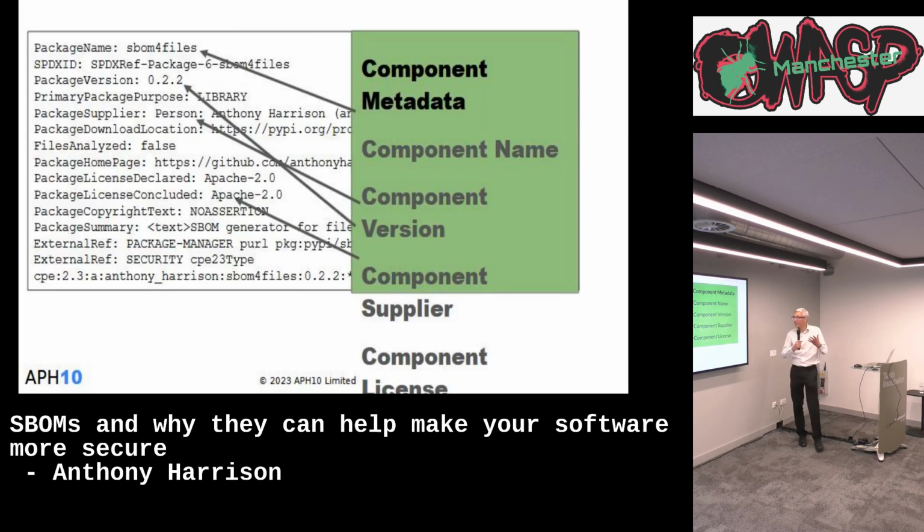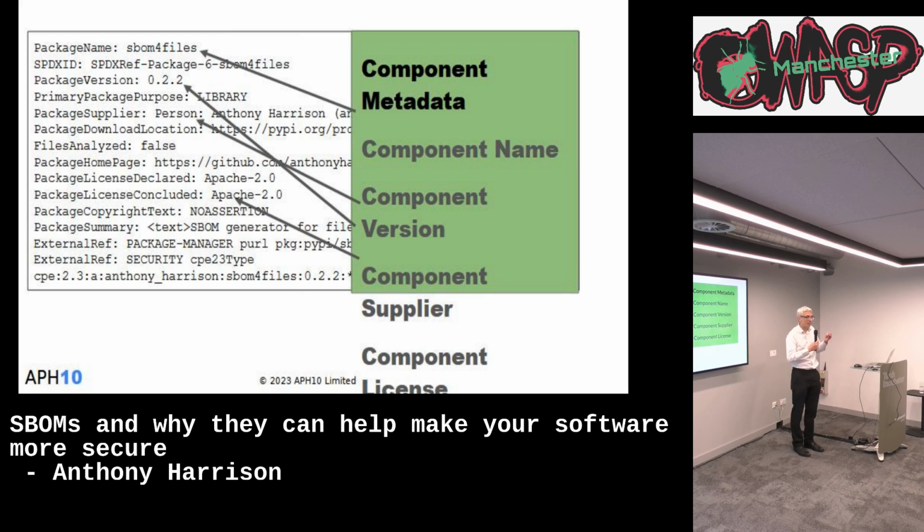And the type of metadata I'm looking for a component: its name. We'll talk about some of the challenges we have about naming later. The version, really important. What's that version? And can you identify your component uniquely by that version? Where's it come from? The supplier. Was it Hellmann's mayonnaise or was it unbranded mayonnaise? We need to know exactly where the software has come from.